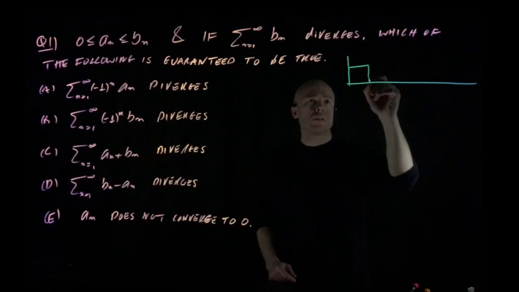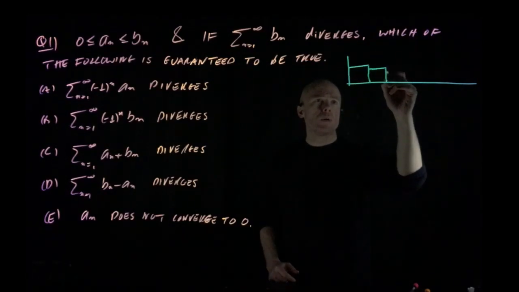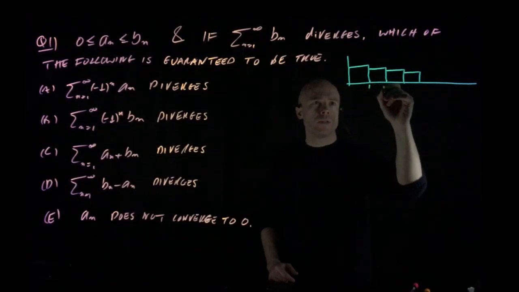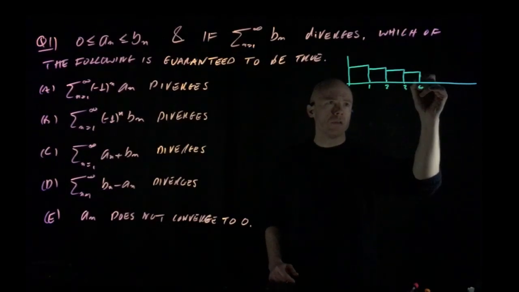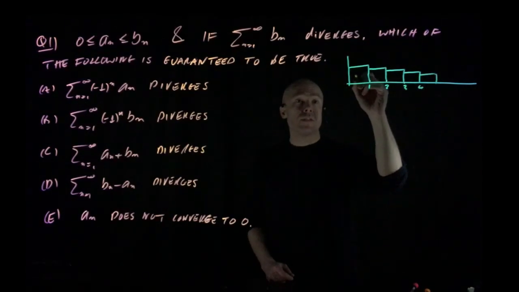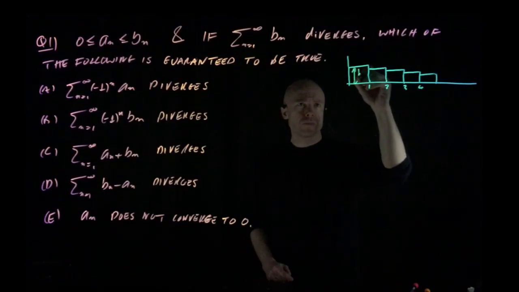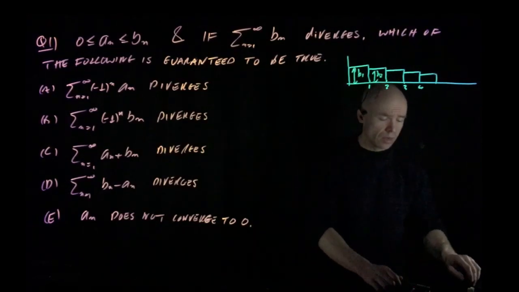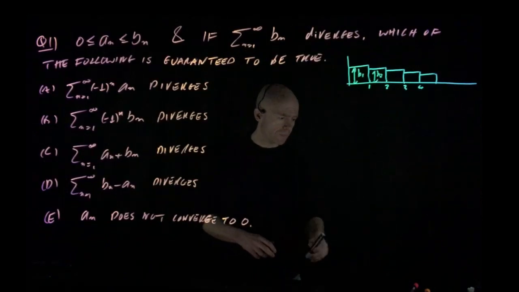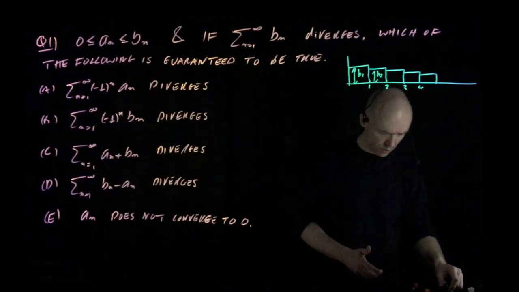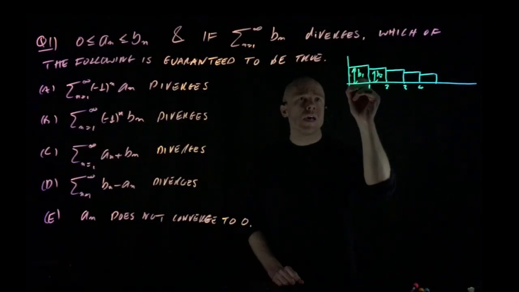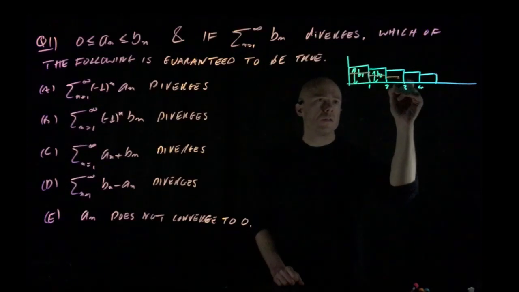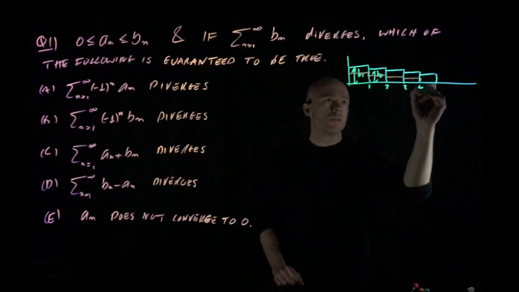So let's do these blocks to represent the bn. This is 1, this is 2, this is 3, this is 4, and so on. As always, we visualize this. The height of the first block here is b1. The next height is b2, and so on. And our hypotheses are that the an are less than the bn. So, take a different color. The an are these blocks that live inside, right? These orange blocks.